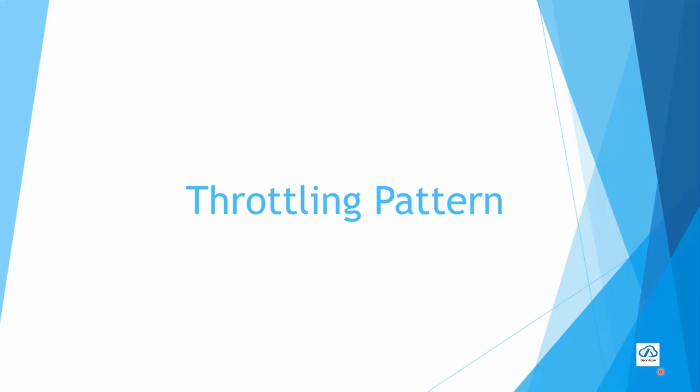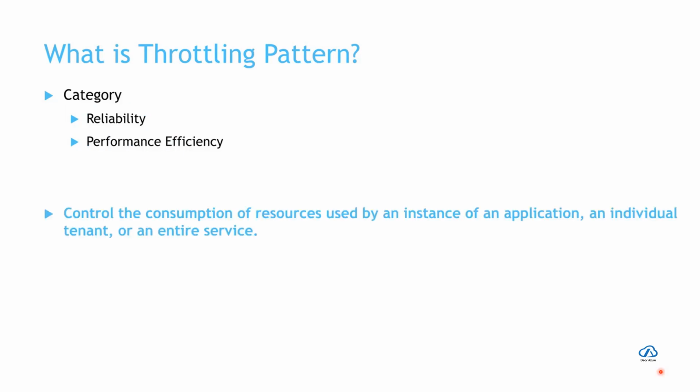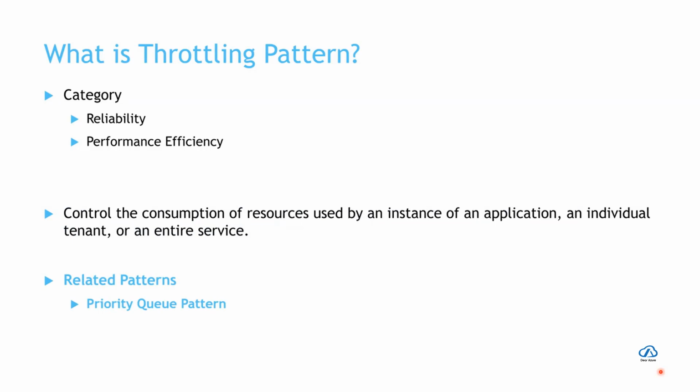Now, moving on to the last pattern, the throttling pattern. This pattern comes under the reliability and performance efficiency categories of cloud design patterns. The main purpose of this pattern is to control the rate at which users can call our service, and to avoid one single user consuming all the bandwidth or all the computing power of our service and making it unavailable for other users. We're going to see this in more detail in the example. Related patterns are the priority queue and the queue-based load leveling pattern that we talked about earlier.